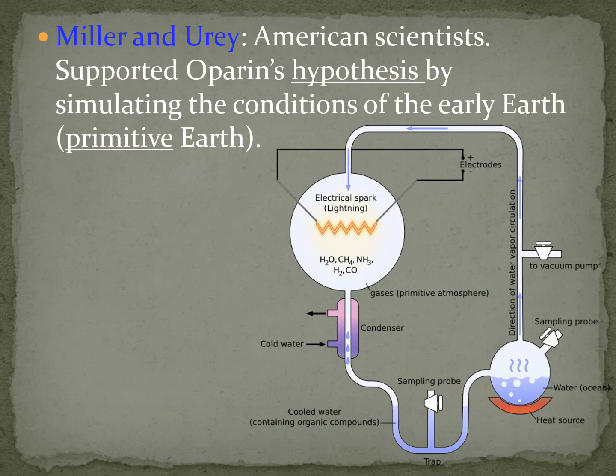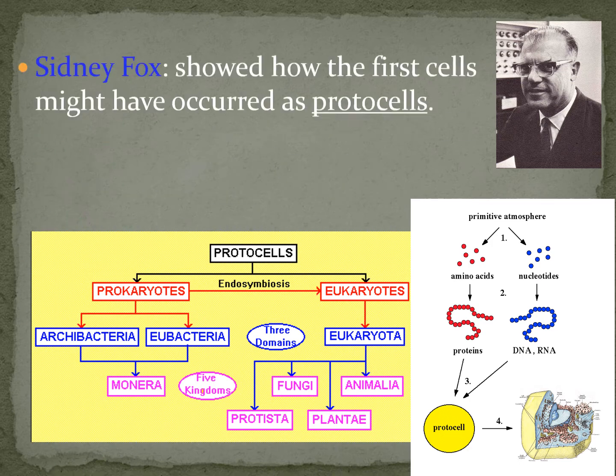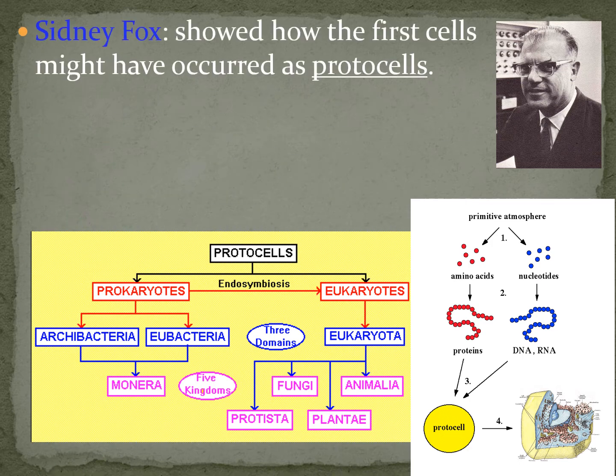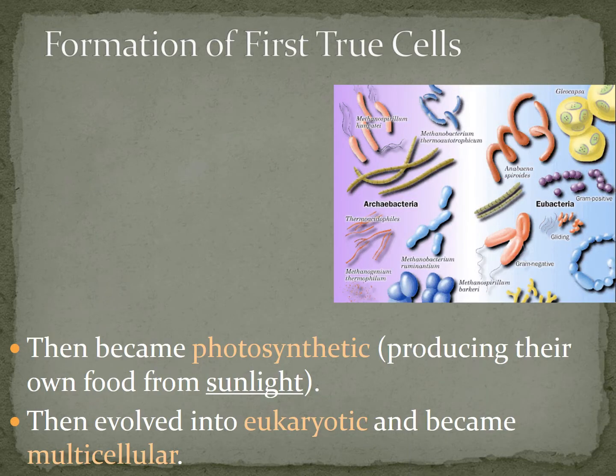Miller and Urey were American scientists who tried to simulate the same thing he did. Sidney Fox showed how the first cells must have occurred, through protocells. Protocells could carry out life activities such as growth and division. So he was saying that protocells with cell division is how it happened, the formation of the first true cells.